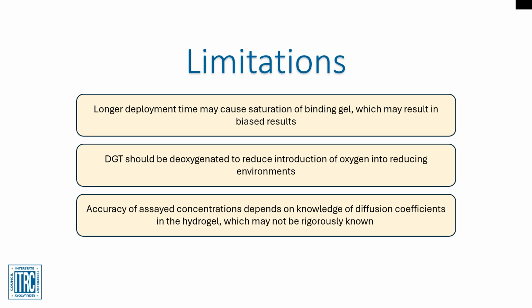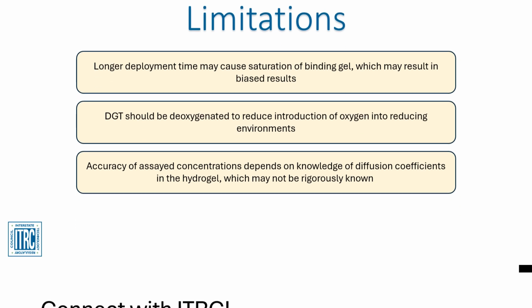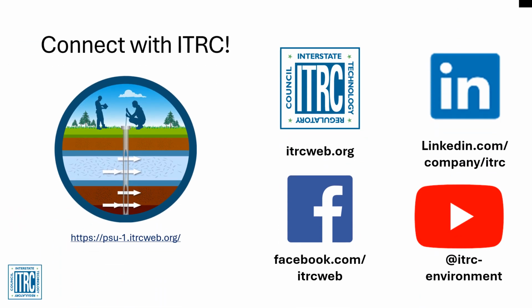Some of the limitations include: longer deployment time may cause saturation of binding gel, which may result in biased results. The device needs to be deoxygenated to reduce introduction of oxygen into reducing environments. Accuracy of calculated concentrations depends on knowledge of diffusion coefficients in the hydrogel, which may not be known for certain chemicals. For more information on the DGT sampler and other passive sampling technologies, check out the ITRC Passive Sampling Update web guidance.